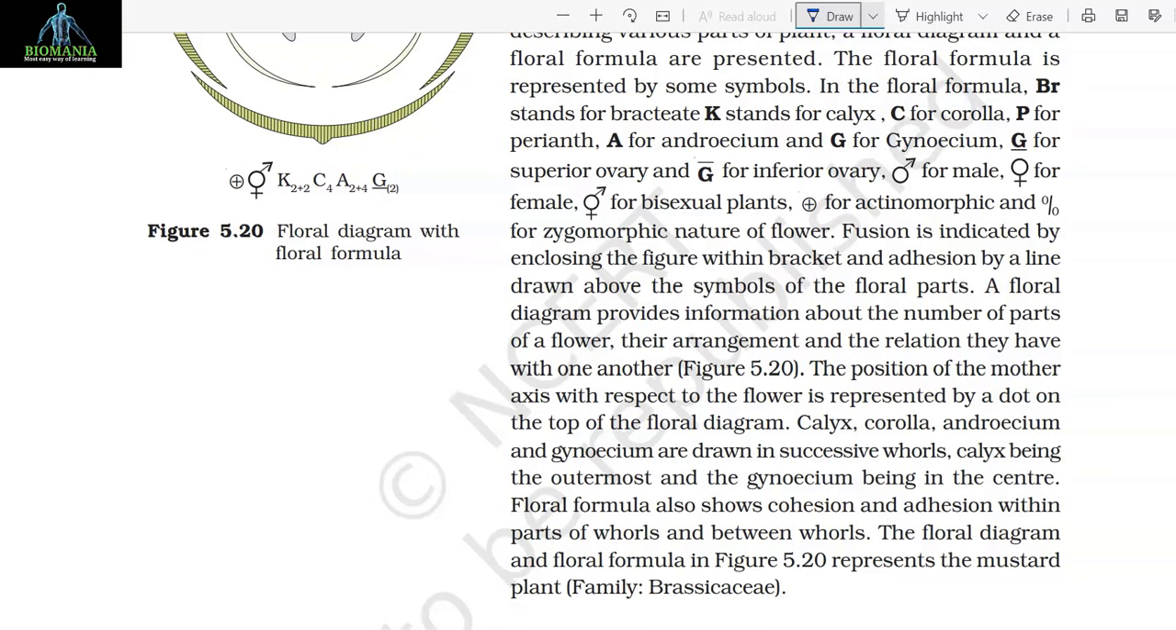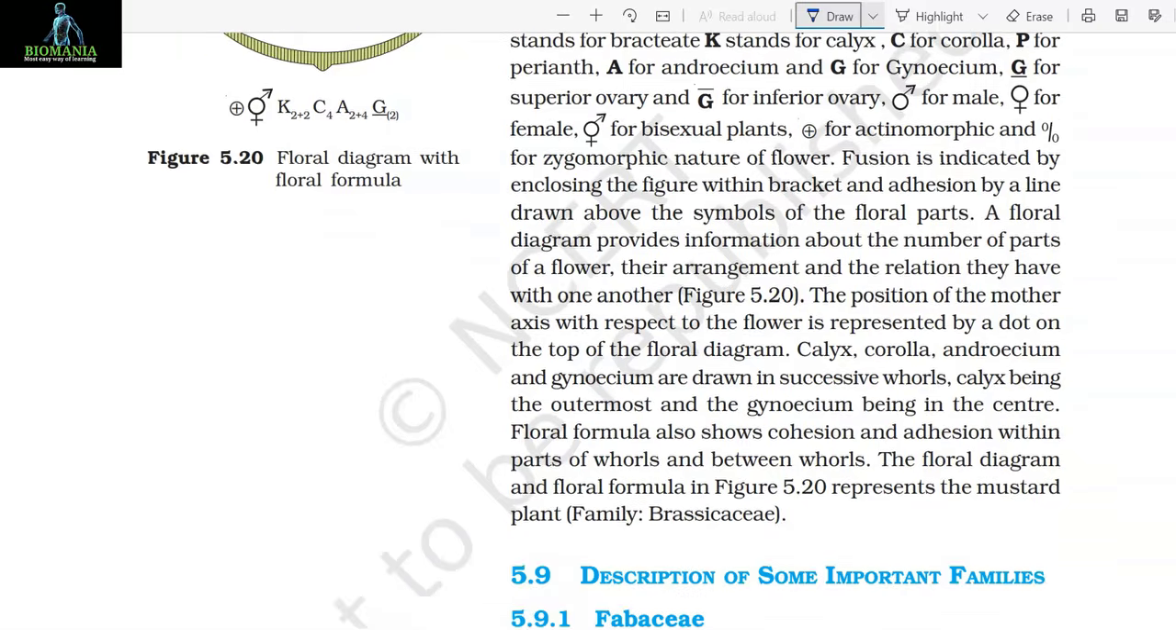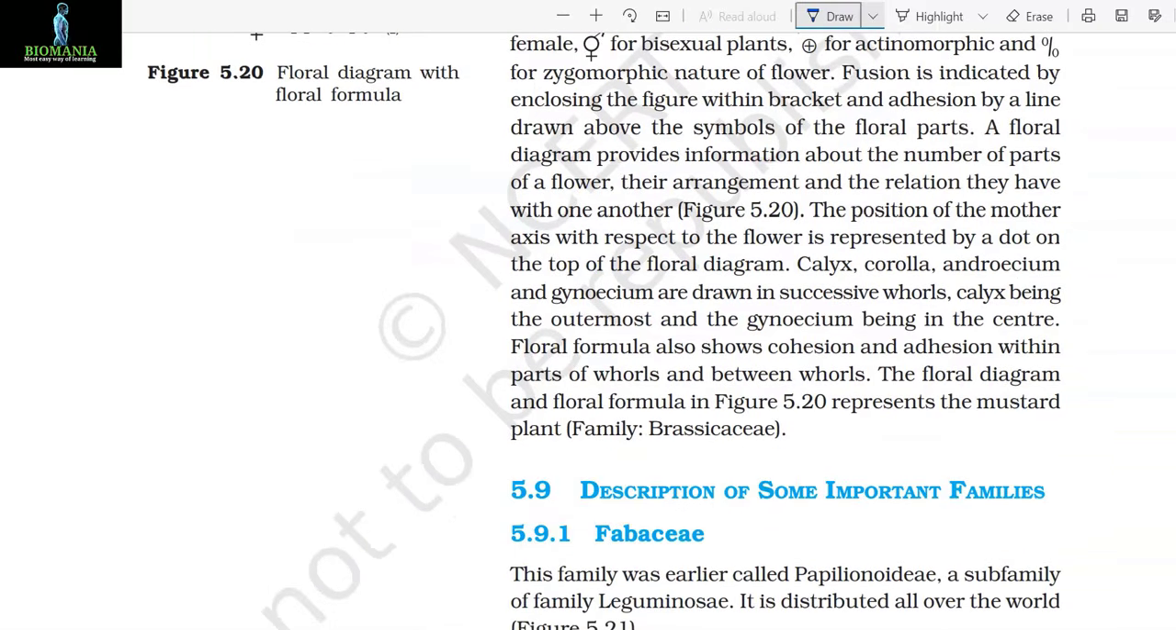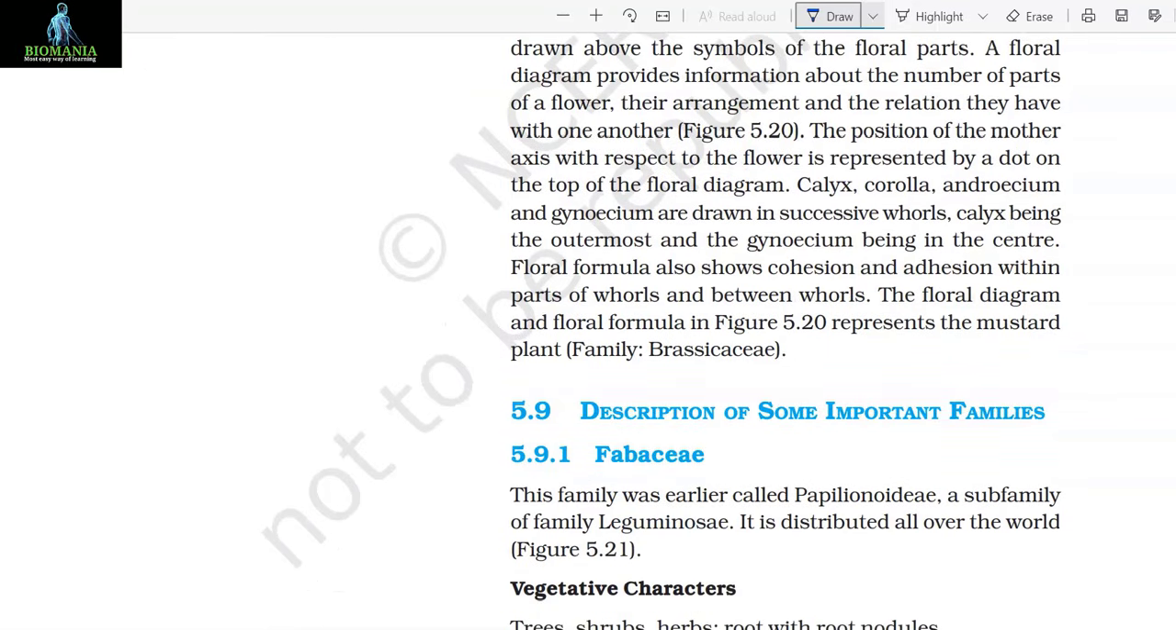The position of the mother axis with respect to the flower is represented by a dot on the top of the floral diagram. Calyx, corolla, androecium and gynoecium are drawn in successive whorls, calyx being the outermost and the gynoecium being in the center. Floral formula also shows cohesion and adhesion within parts of whorls and between whorls. The floral diagram and floral formula presented in figure 5.20 represent the mustard plant, family Brassicaceae.